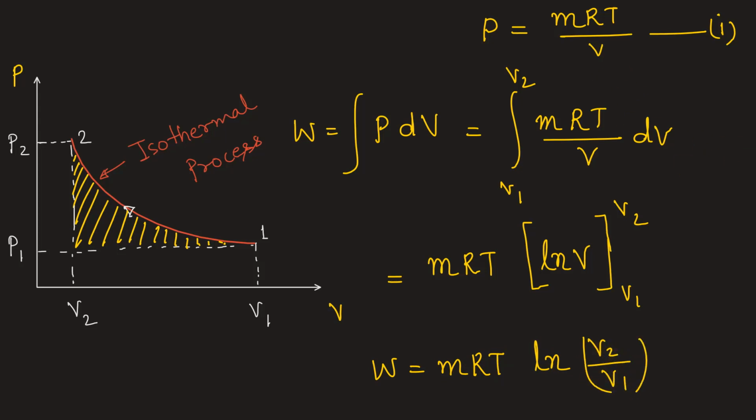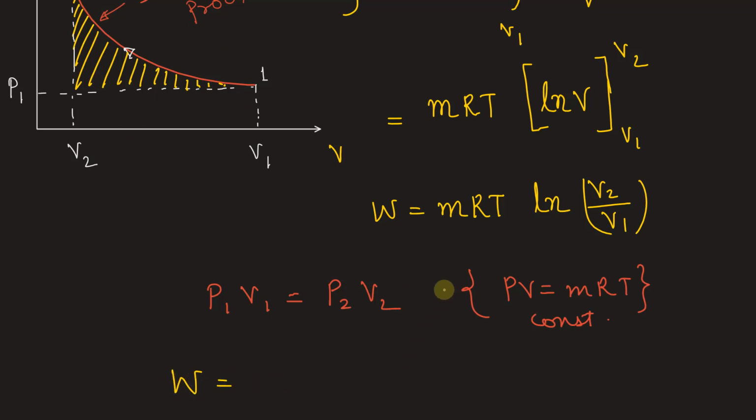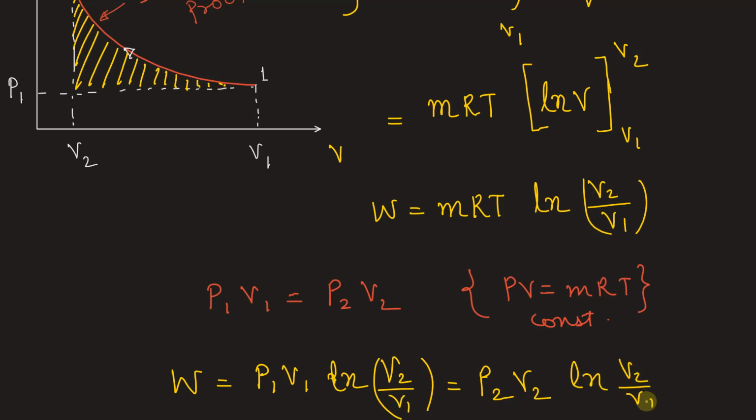Also we have derived that PV is constant, so we can write P1 V1 is equal to P2 V2, because PV is equal to mRT is constant. Okay, that means P1 V1 will be equal to P2 V2. So replacing mRT is equal to PV, we can write work done will be equal to, since it is from process 1 to 2, we can either write P1 V1 ln V2 by V1, or we can also write P2 V2 ln V2 by V1.